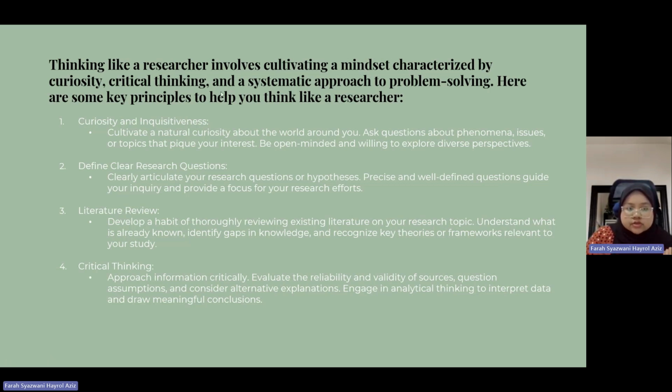You must have curiosity and inquisitiveness. You must define clear research questions. You must develop a habit of thoroughly reviewing existing literature. And last but not least, you must have a critical thinking approach when you are encountering many problems.